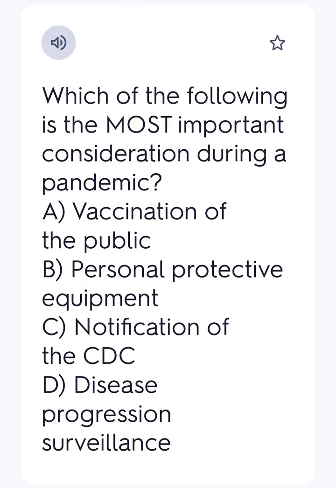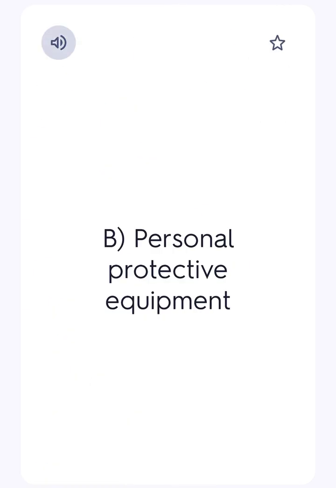Which of the following is the most important consideration during a pandemic? A. Vaccination of the public. B. Personal protective equipment. C. Notification of the CDC. D. Disease progression surveillance. B. Personal protective equipment.